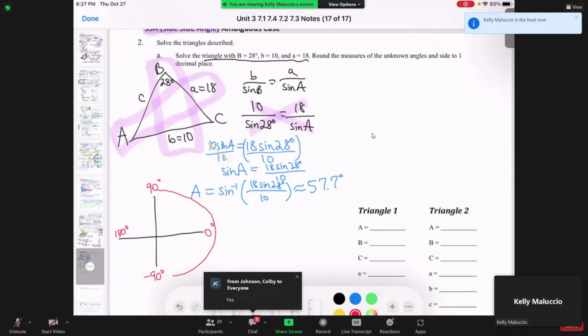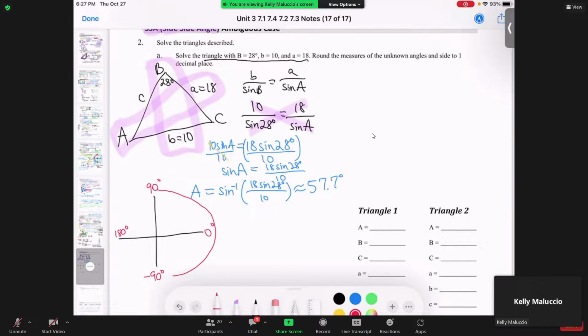So from negative 90 to 90, or negative pi over 2 to pi over 2, this is what inverse sine is like, or that's where it lies. However, our triangle might look like this blue one that I'm going to draw.